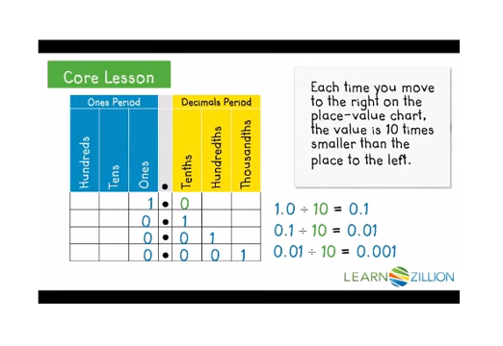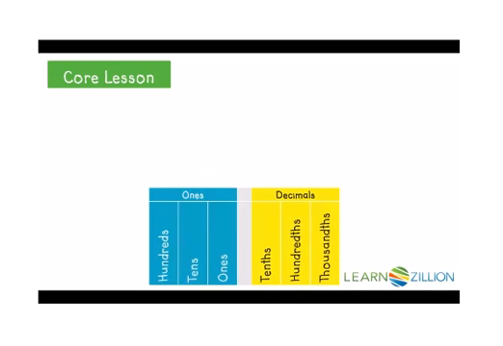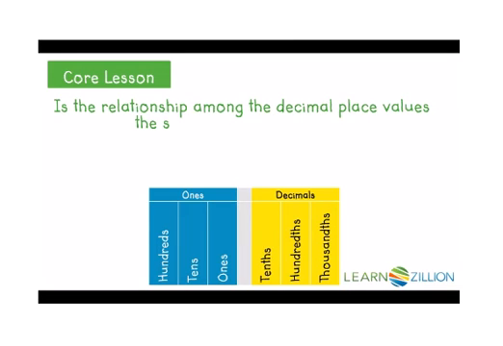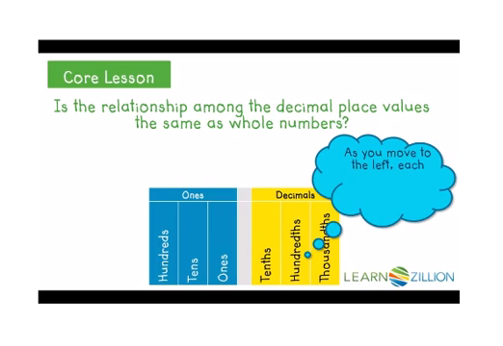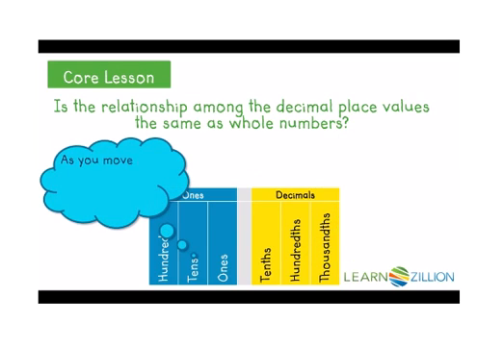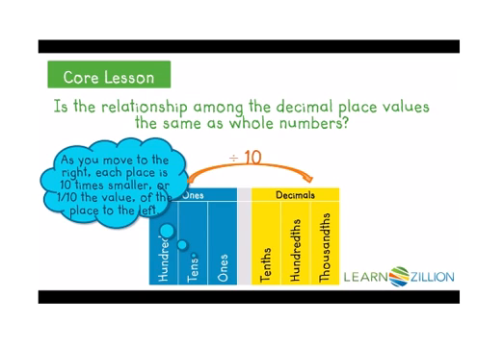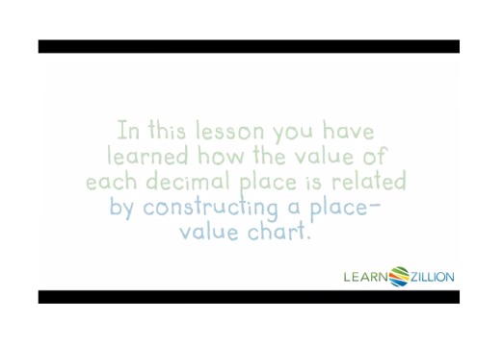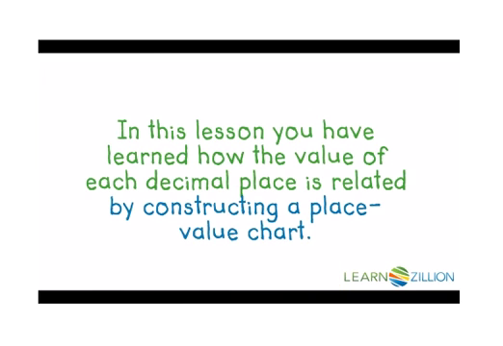So in order to answer our original question of the relationship among the decimal place values being similar to whole numbers, we can see as we move from the right to the left, the value of each place is 10 times larger than the place to the right. But as we move from left to right, each place is 10 times smaller, or 1/10 the value of the place to the left. The relationship is identical. In this lesson, you have learned how the value of each decimal place is related by constructing a place value chart.